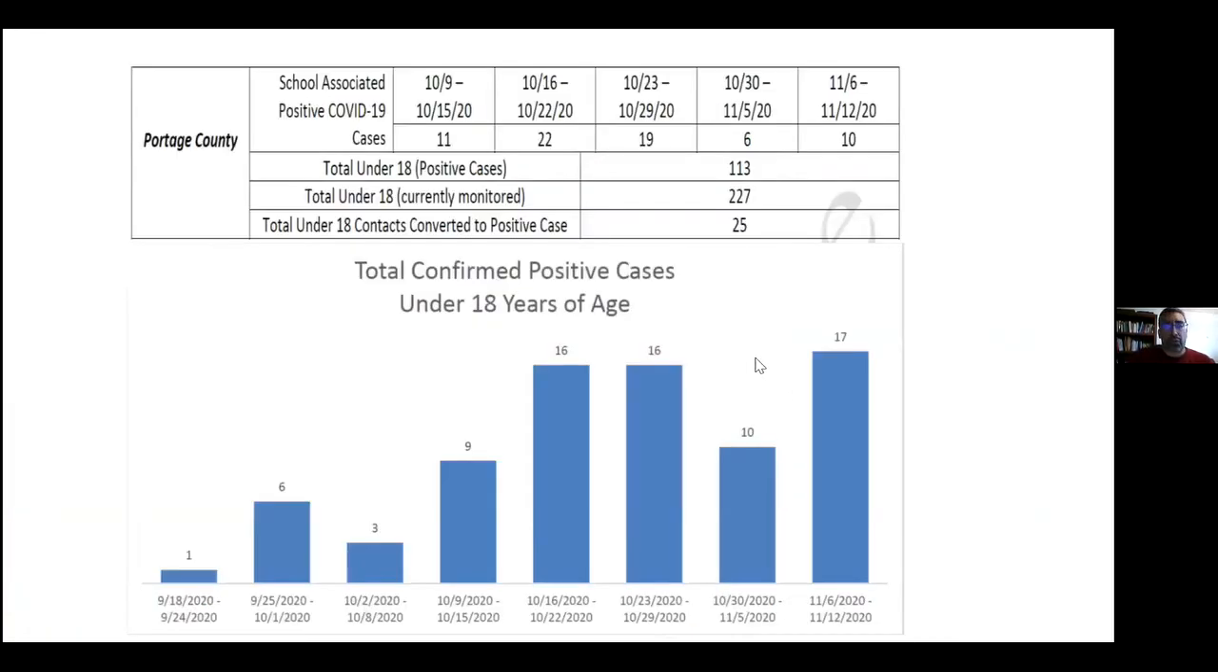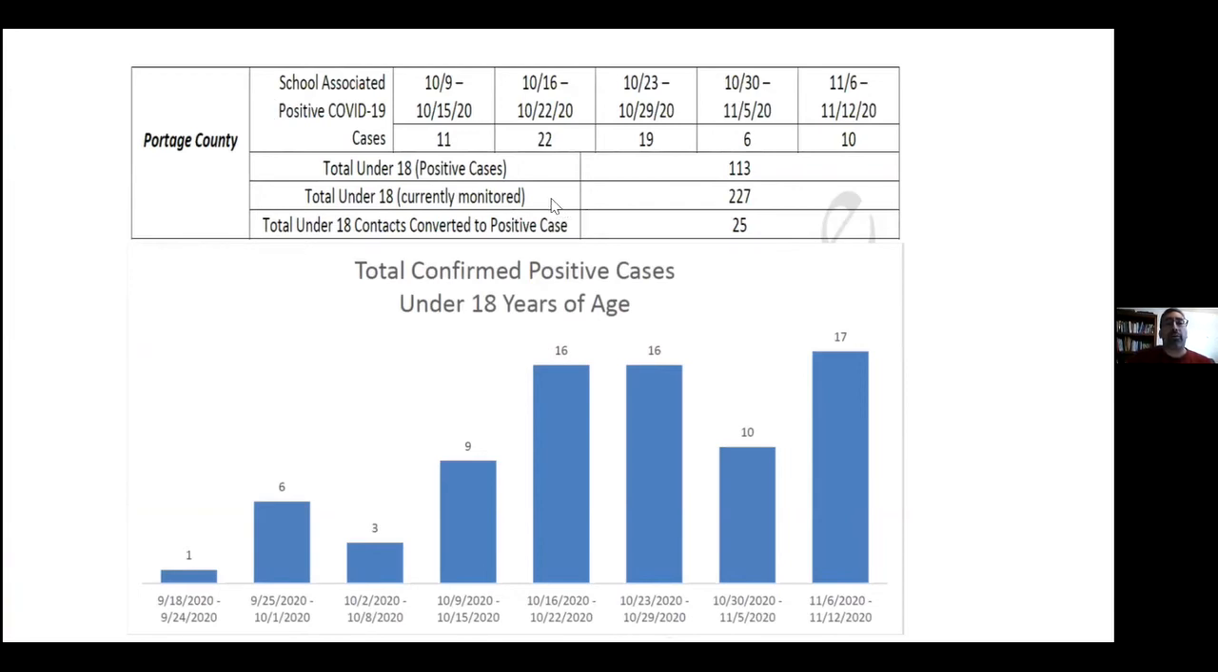This is what we share with the schools. We have a weekly meeting with all the superintendents in Portage County, and we share with them our school-associated positive COVID-19 cases. You'll see the different date ranges here every single week. This is the number of cases that are positive in the schools that they report to us, so 11, 22, 19, 6, and then back up to 10. This is in the schools, again, total under 18 positive cases, 113.